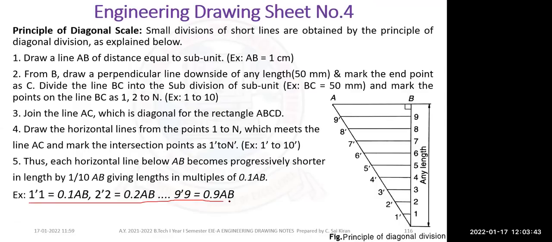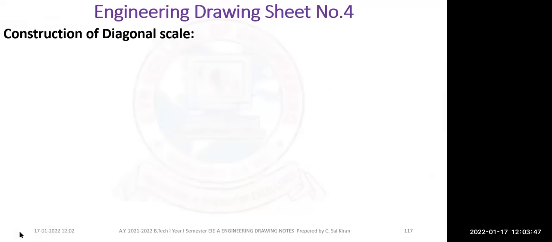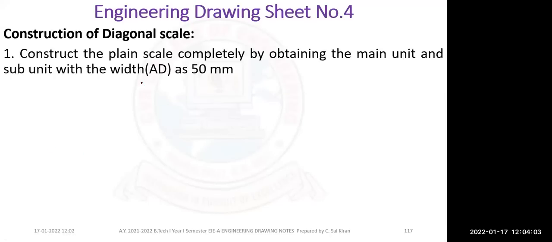Similarly, the same thing has been given here. So, construction of diagonal scale. Those who are practicing the plane scale, it is a continuation of the plane scale. After drawing a plane scale, you have to convert that plane scale into a diagonal scale. So here, first construct ABCD completely. You have to construct the plane scale completely.